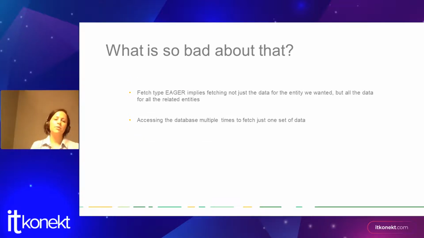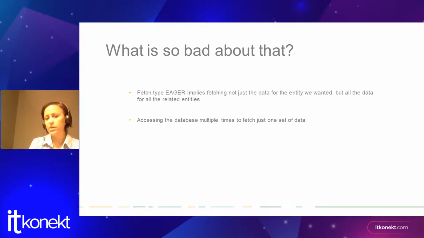Okay, what's so bad about the previous setup? Actually, when you set eager for a fetch type in your relationship definition, no matter if it is one-to-many or many-to-many, you actually imply that you want to fetch all the data from all the related entities. And simply this is overwhelming, because it will generate additional SQL queries for each of the joins.